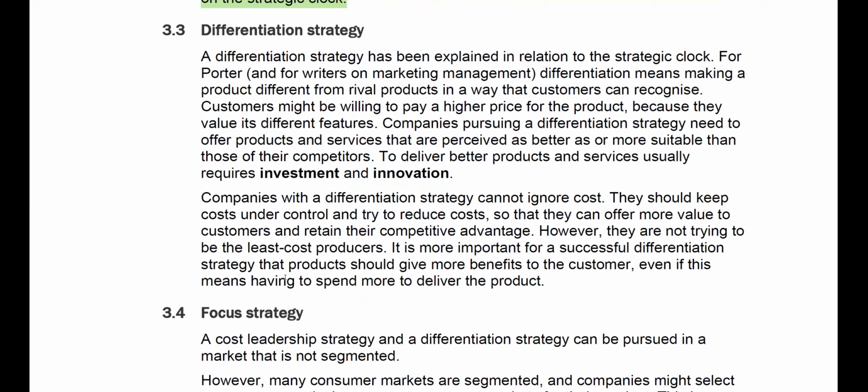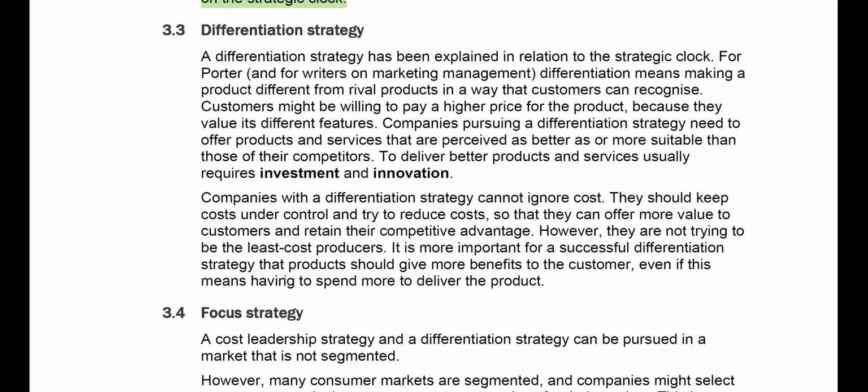Differentiation strategy. Now, this has been explained in relation to the strategy clock by Porter and by writers on marketing management. Differentiation means making a product different from rival products in a way that customers can recognize, right? Customers might be willing to pay a higher price for the product because they value its different features. Companies pursuing a differentiation strategy need to offer products and services that are perceived as better, or more suitable, than those of their competitors.